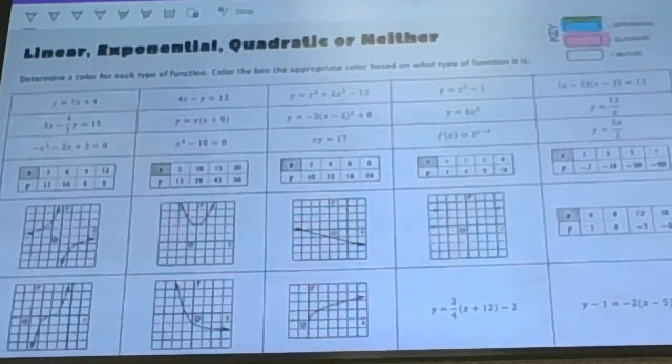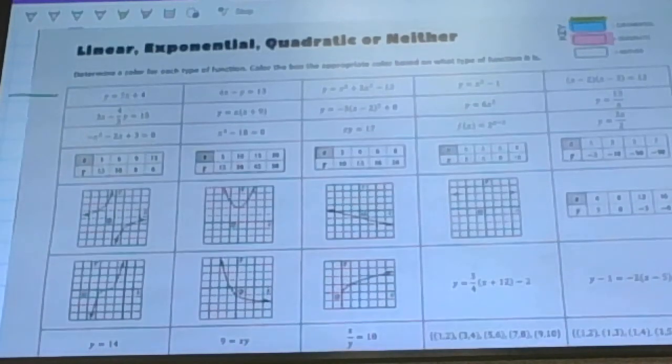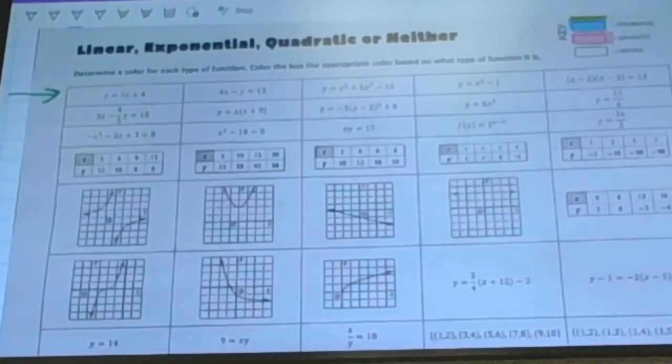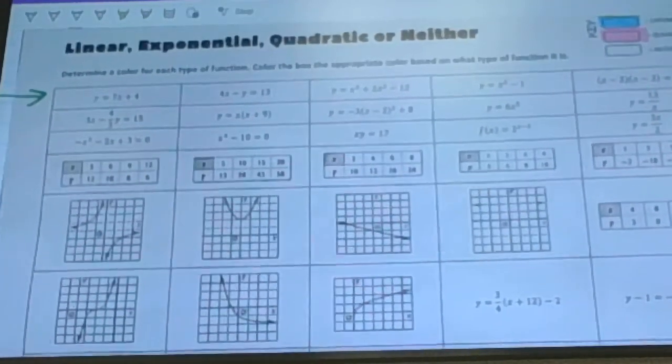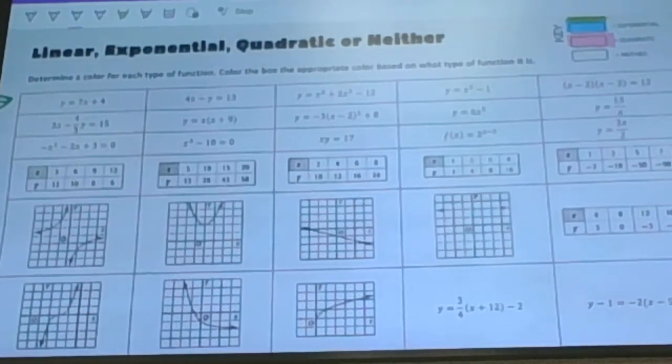Alright, so if you're feeling confident, go ahead along this first row. Pick one to highlight. Pick one that you're confident is linear, or maybe you're confident it's quadratic. If you don't know, that's okay. Just color it. You can work ahead if you want. If not, I'll start talking about the first one.